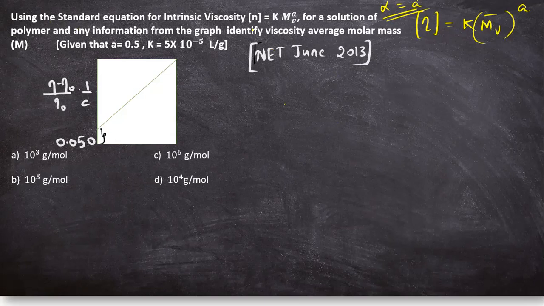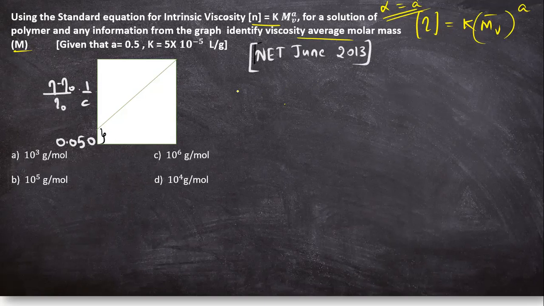So using the standard equation, the equation they have given, for a solution of polymer and any information given from the graph, identify the viscosity average molecular mass. So we need to calculate the viscosity average molecular mass. They have given a graph and we have solved one question, right? If they give any graph, then we can easily solve it. Without a graph, if they ask, then it takes lots of time to calculate the value of the graph itself, right?